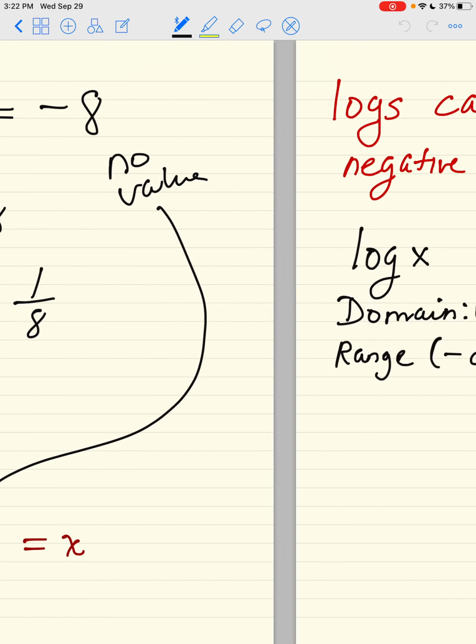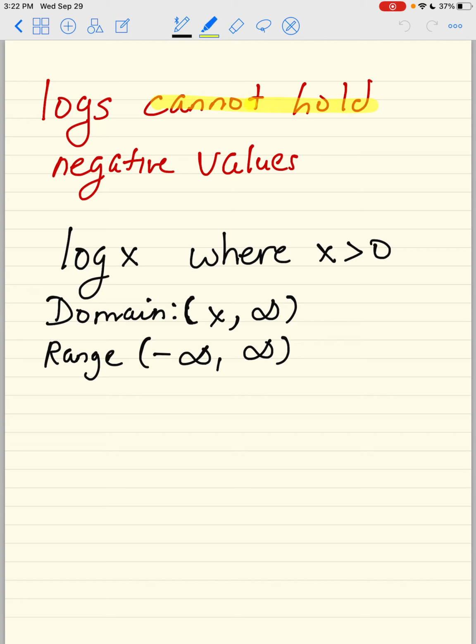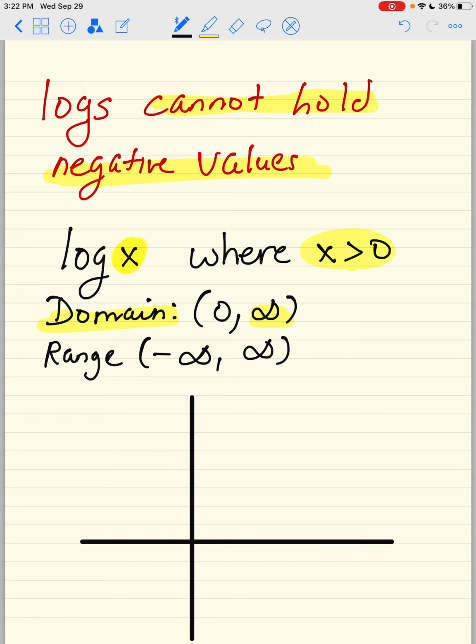So what I'm going to tell you here is that logs cannot hold negative values. Whatever's in here must always be bigger than 0. Their domain is from 0 to infinity. And their range, you're going to see that it's all real numbers. But for those, I will show you this a different time. But basically, this is what the graph looks like. You get all of these numbers down here and all of these numbers up here.